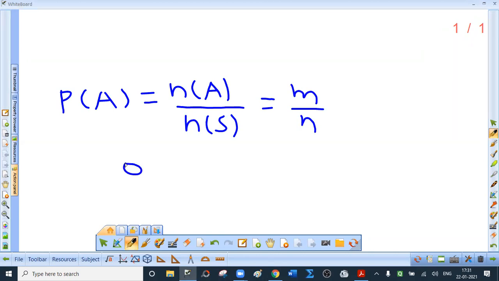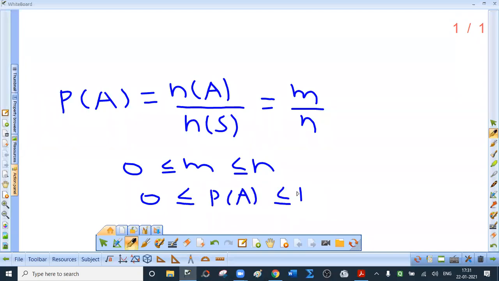Clearly 0 is less than or equal to m, which is less than or equal to n. Divide by n, so 0 is less than or equal to m upon n, but that is P of A less than or equal to 1. So probability is never greater than 1 and probability is never negative.